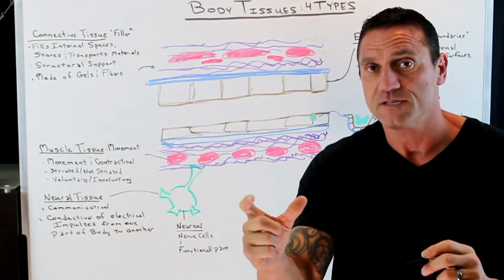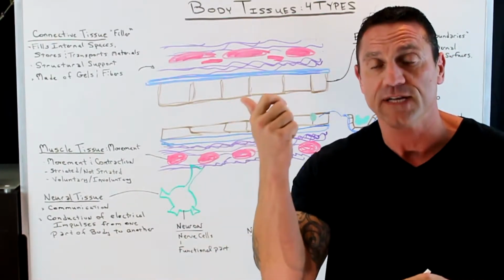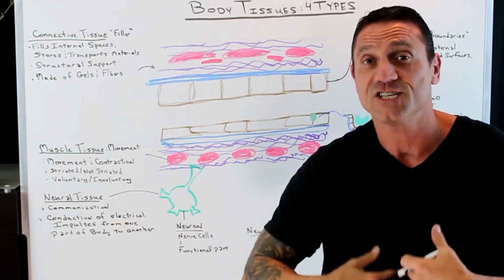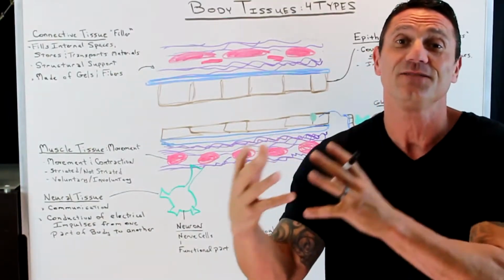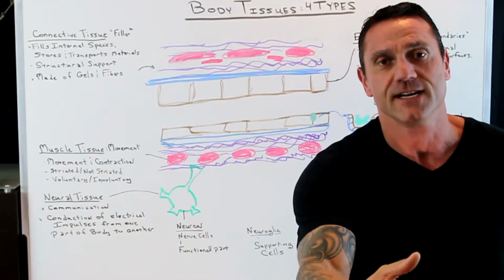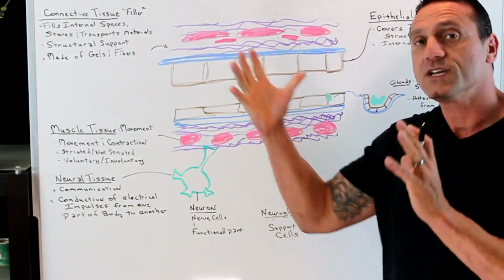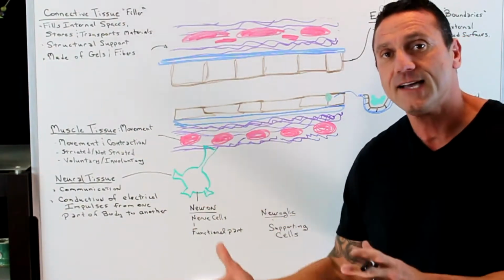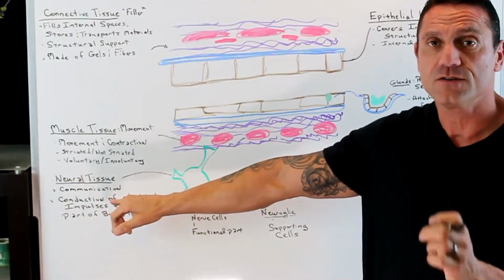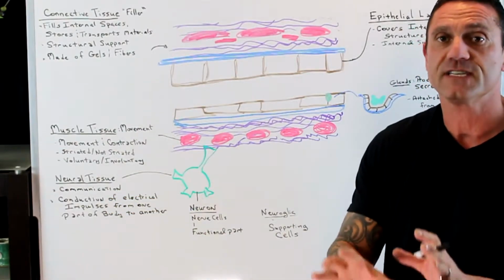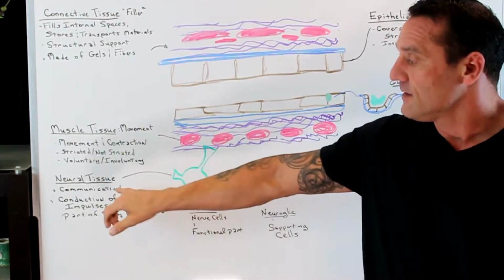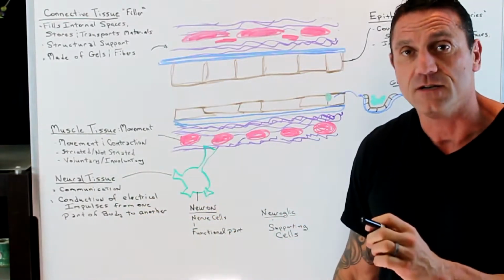Skeletal muscle tissue, you can control it, so it's voluntary. Smooth muscle tissue, you're not telling your digestive system to do anything, so it's involuntary. Your heart, you're not telling your heart to beat, so it's involuntary. So what controls all this is the last layer of body tissues, and that's the neural tissue. This is your nervous system.